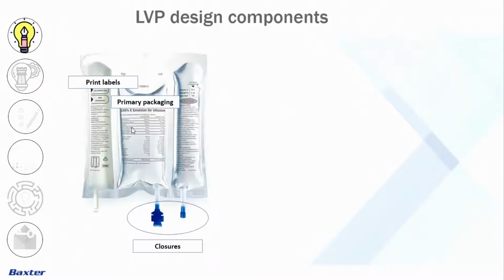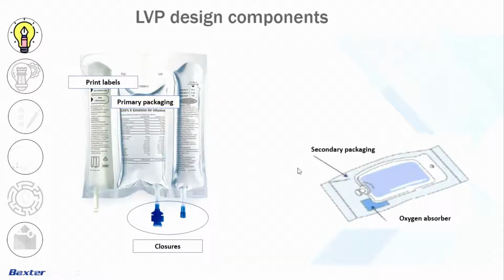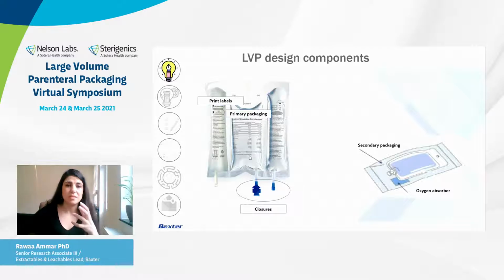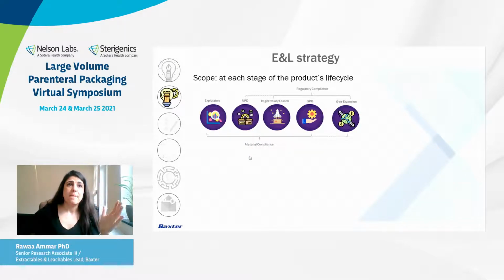Not only the primary packaging, because the whole system can also contain print labels, closures, maybe rubber in them, other accessories such as a secondary packaging and oxygen absorber, so we have to consider the whole system as a whole in the E&L strategy. And now the E&L strategy must cover the product life cycle from early stage in exploratory phase all the way up to launch and sustaining the product on the market, or even for the geo expansion practices. And the product should be compliant with the regulation and compliant from a material standpoint.